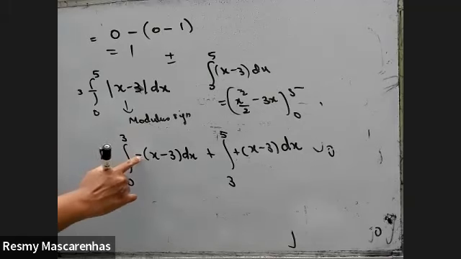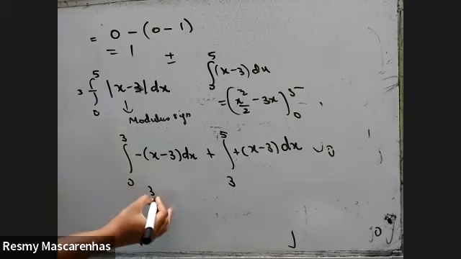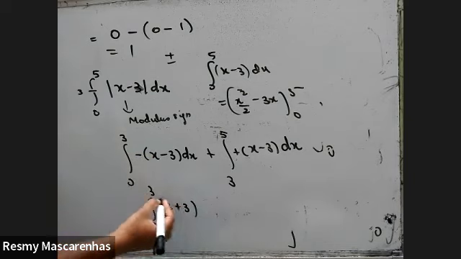So what we can do is first just open up the bracket. So this is minus x plus 3.